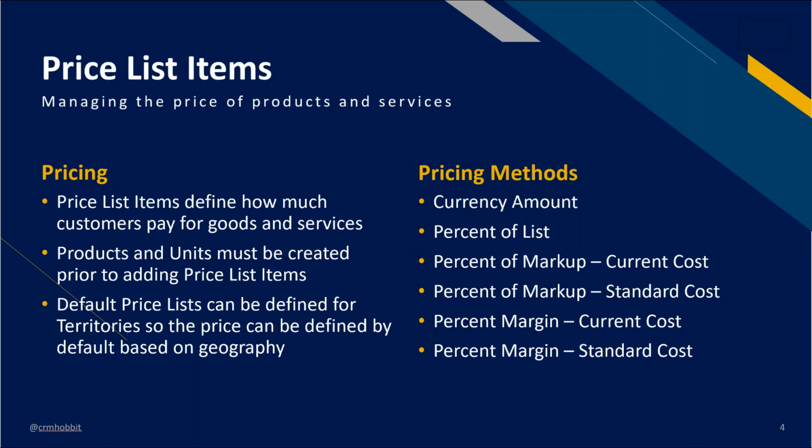So percent markup, current cost, you're taking the cost that you define, you're adding a percent markup. Say you want to have a 20% markup on all costs. You add that on top of the current cost. That gives you your price definition. As current cost changes, your price will also adjust as well. Percent markup, standard cost, same concept, just different cost area within the price list item. There's two different fields, current cost and standard cost.